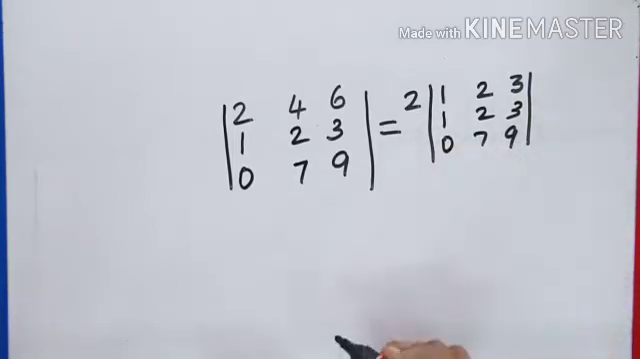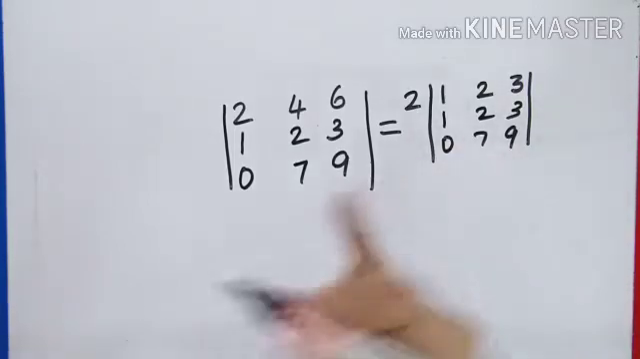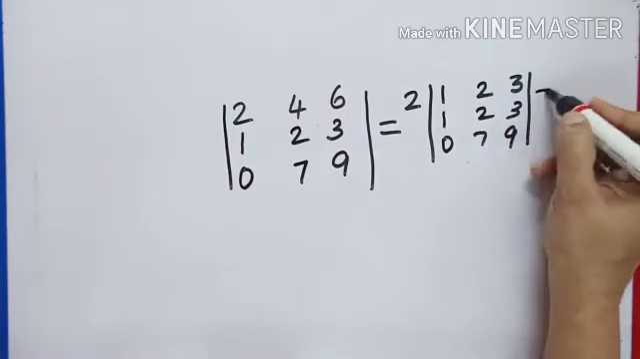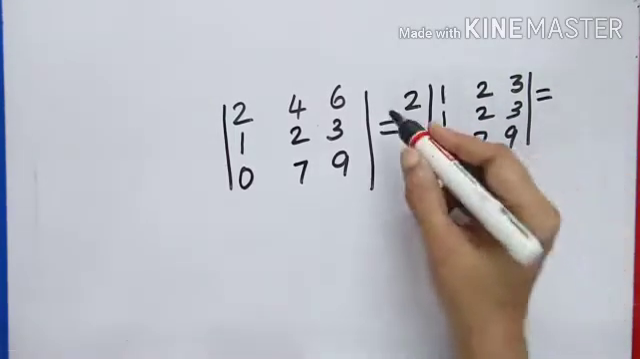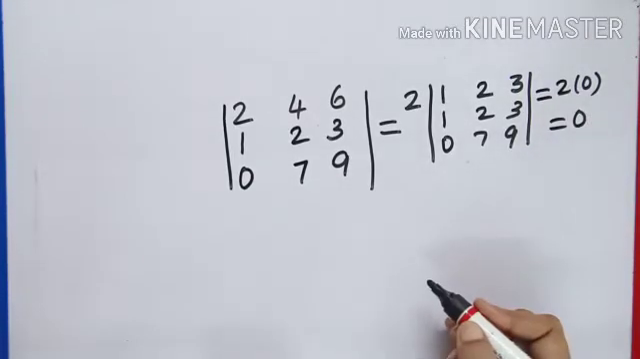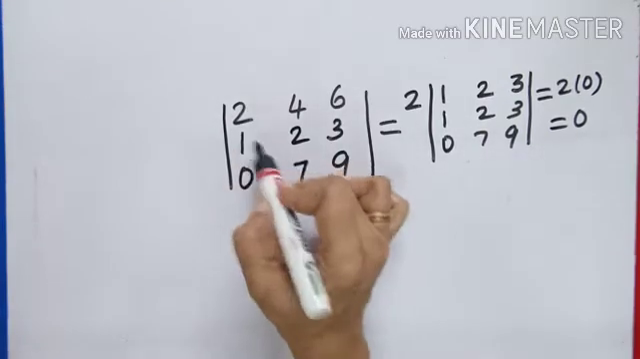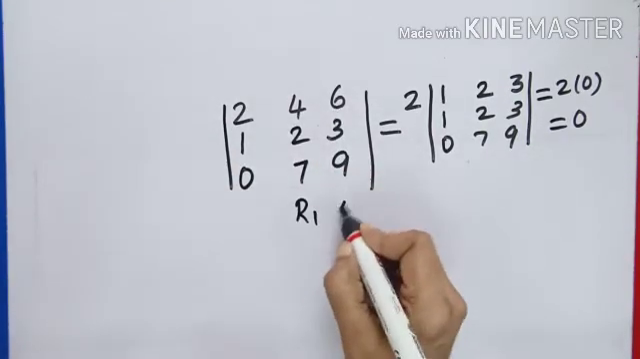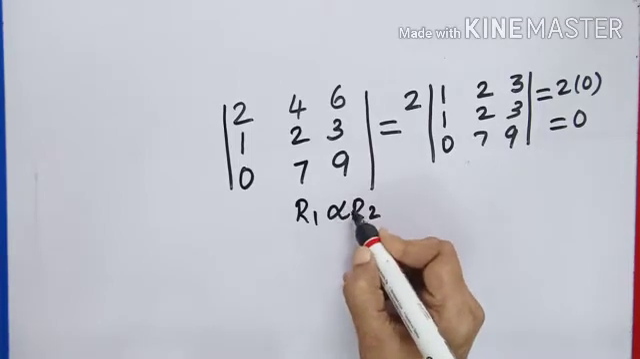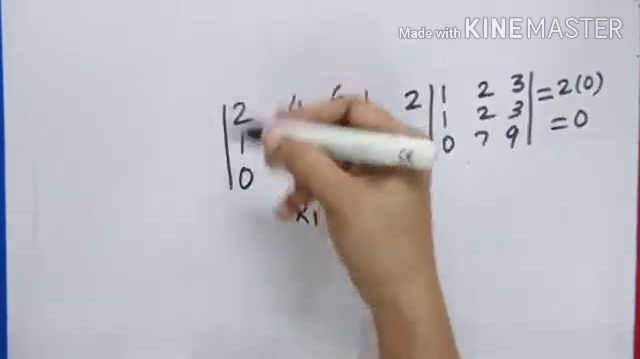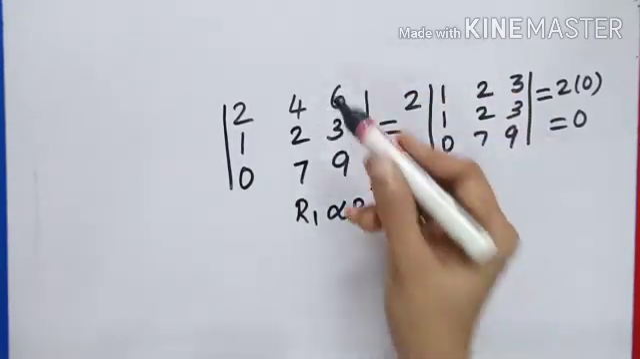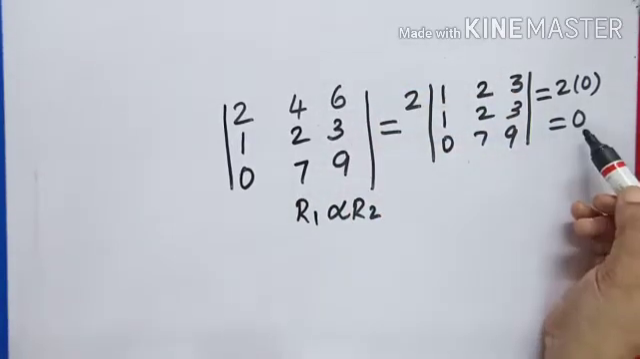So this is my first step. And the previous property says, two rows are identical. My answer is 0. So this I will write as 2 into 0. So it is 0. So what do I infer? Two rows are proportional. Even now, this we call proportional. Proportional means multiples. 1 twos are, 2 twos are, 3 twos are. Even now, my answer is 0.